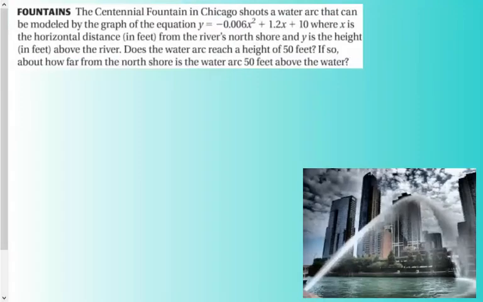And then here's a word problem for you guys. We have this fountain in Chicago that shoots water, that can be modeled by the following equation, where x is the horizontal distance and y is the height. Does the water arc reach a height of 50 feet? If so, about how far from the north shore is the water arc 50 feet above? So y represents the height. They were wondering, does it reach a height of 50? So we're just going to plug in 50 for y and then solve.